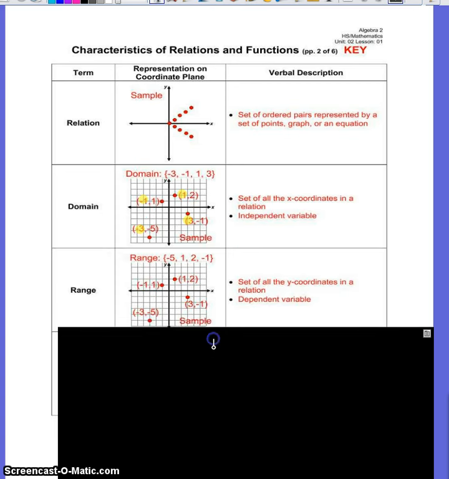Now let's look at the range. Just like we denoted that the domain were all my set of x's, we have to denote that the range is all my set of y's. So I'm going to write down all of my y's, and those will be my range, which is my dependent variable or my output value.